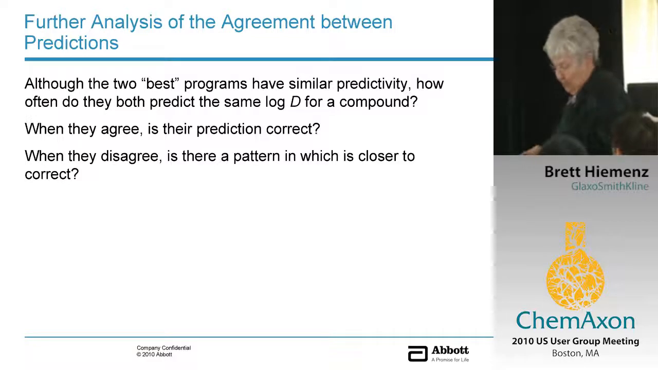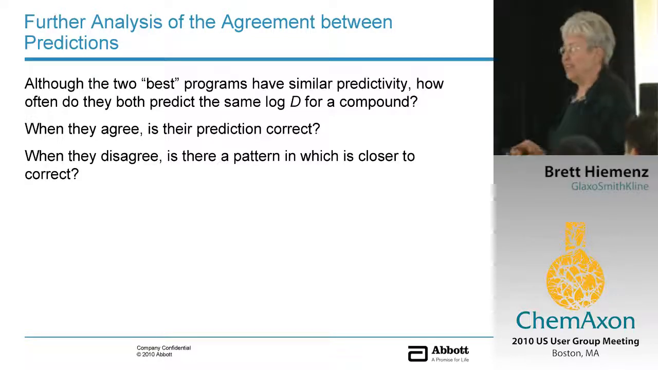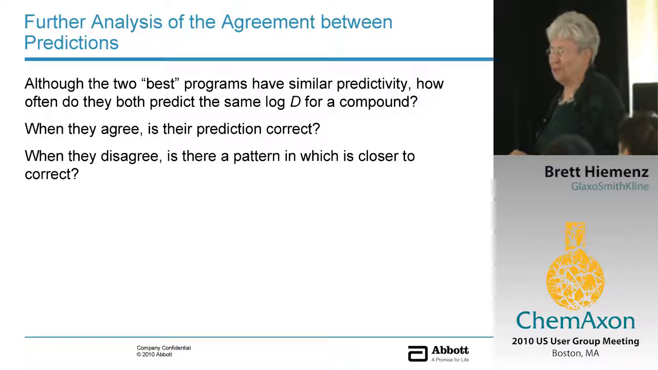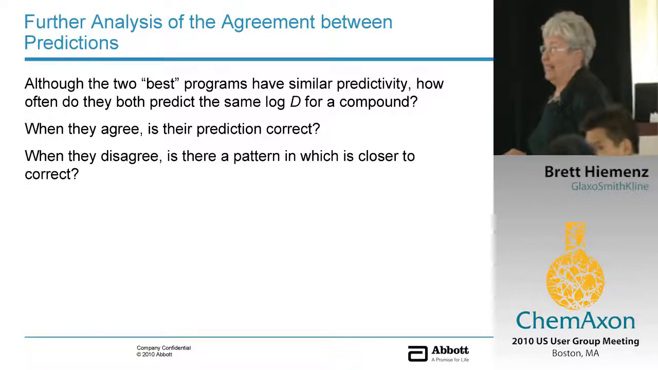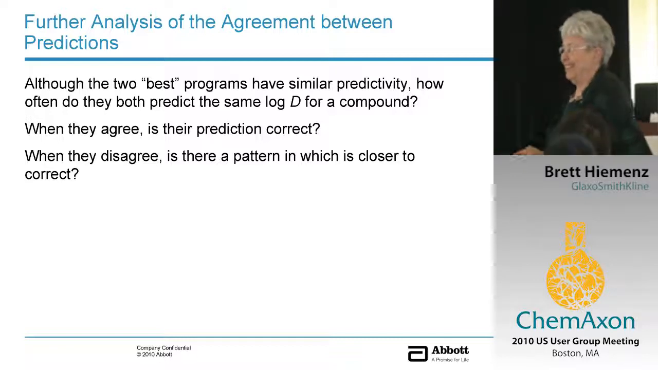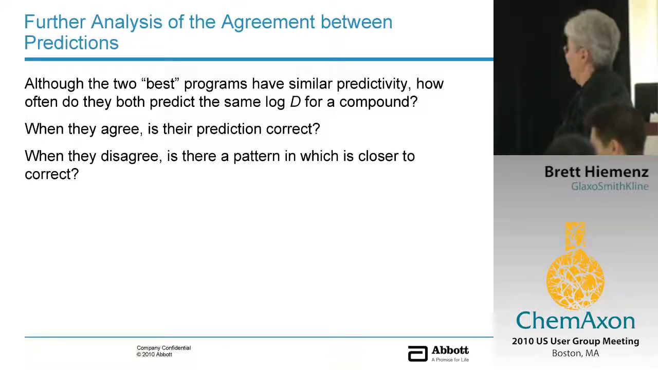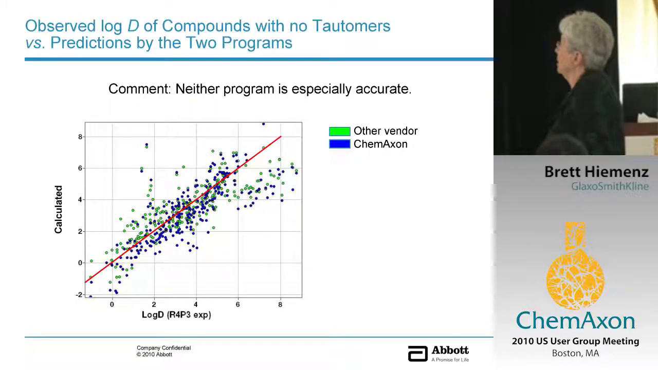Okay, so after that, I got to thinking, okay, there are these two programs, they're both okay. Can we get any more by mining the data within them? Do they agree generally? Probably they don't agree exactly, or we wouldn't get a better prediction, but how close are they? And so I just have a few graphs to show you.